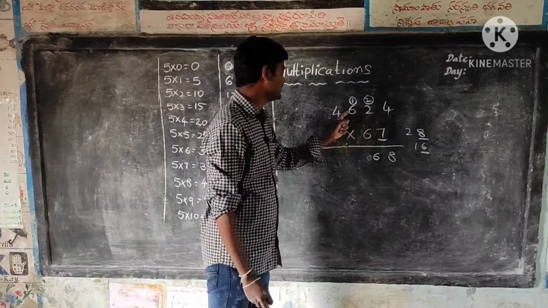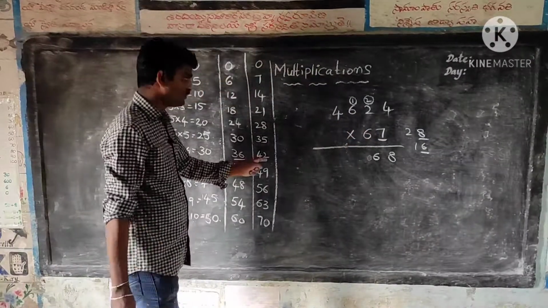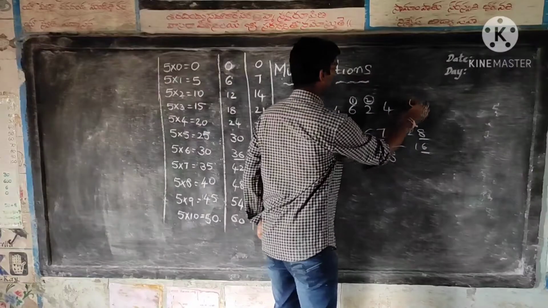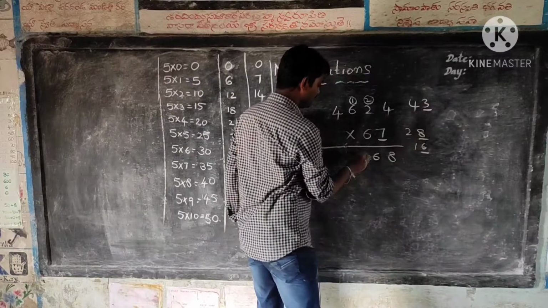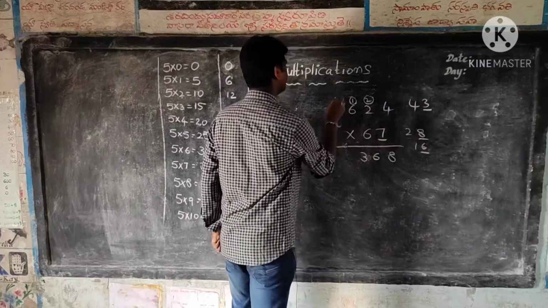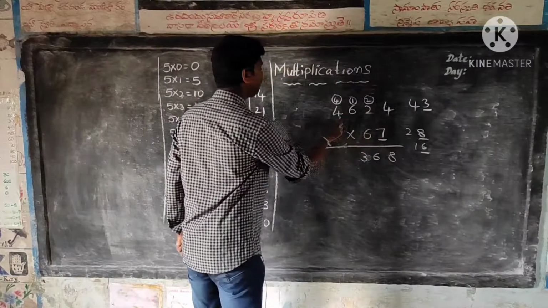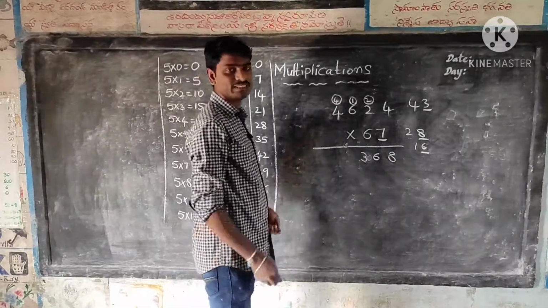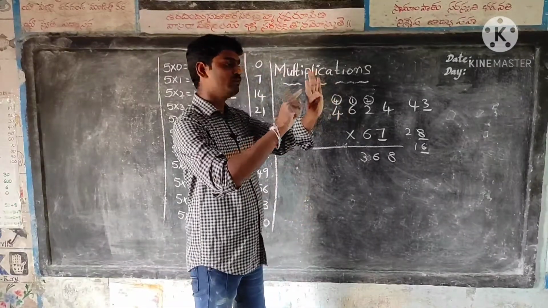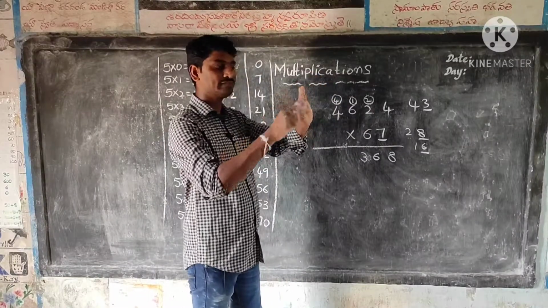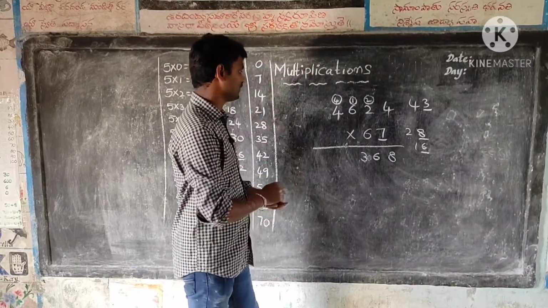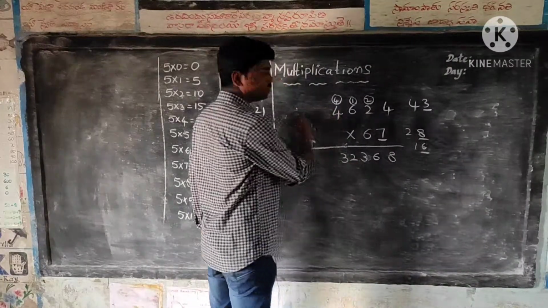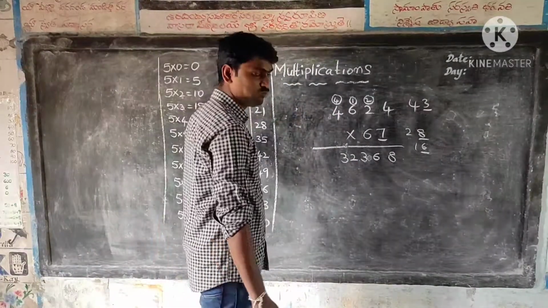Next 7 6s are 42, 42 plus 1 carry, 43. You write the 3 here and 4 is carry. 7 4s are 28, 28 plus carry 4, 29, 30, 31, 32. You write the number directly. Why? Because we don't have any number after the 4.